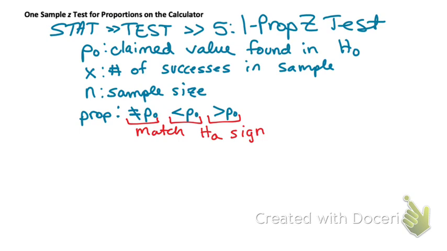Once you hit calculate, you'll have two options. You'll have calculate, and that'll give you your test statistic, your p-value, and all the things. Or you can do draw, and you can actually see the normal distribution with the p-value area shaded. We will go through and look at both of those on our example. Cool? You ready to do an example? Sure, why not? Let's do it.